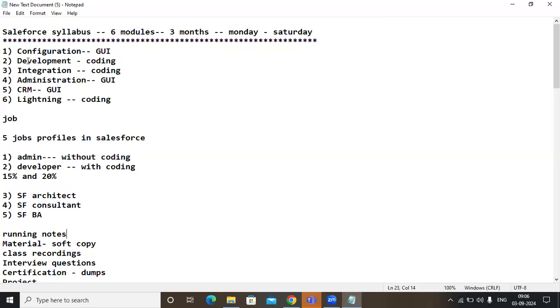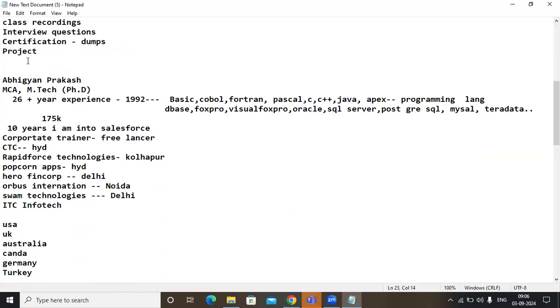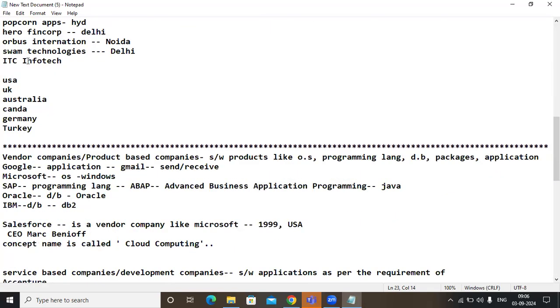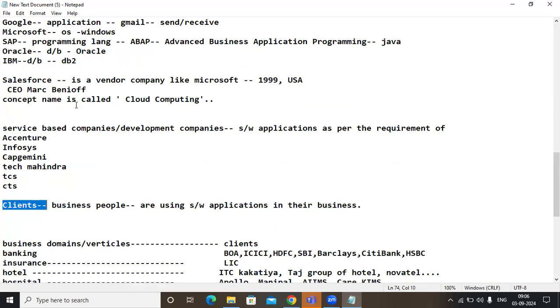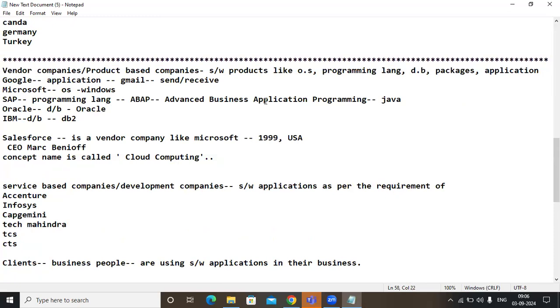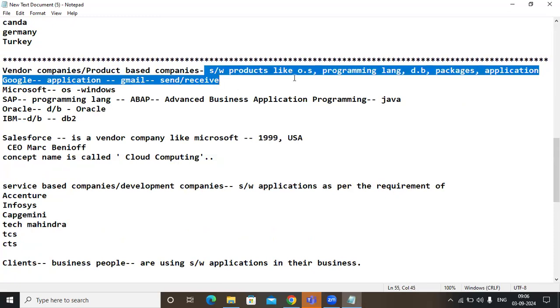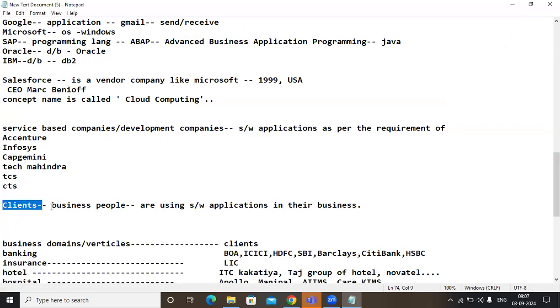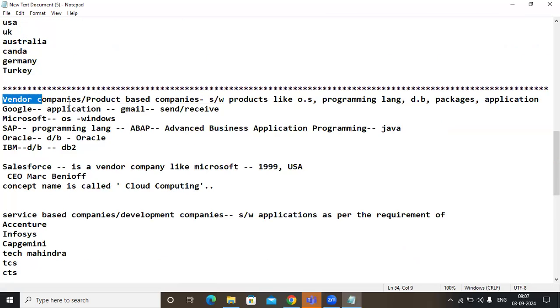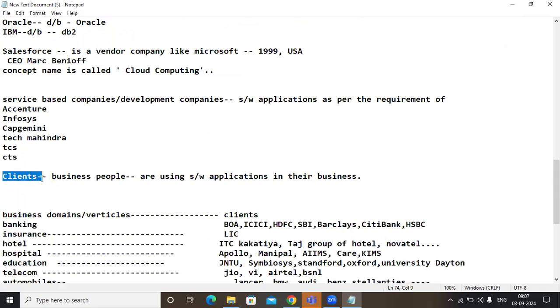So last class we were discussing who are the most important key players in the IT industry: vendor companies, service-based companies, and clients. Vendor companies develop their own products like operating systems and programming languages. Using these products, service-based companies develop software applications as per the requirement of the clients. And clients are the business people who use software applications in their business. So this is the relation between the vendor companies, service-based companies, and clients.